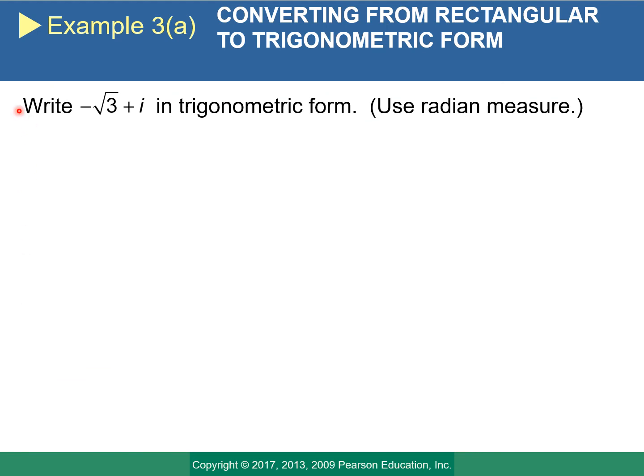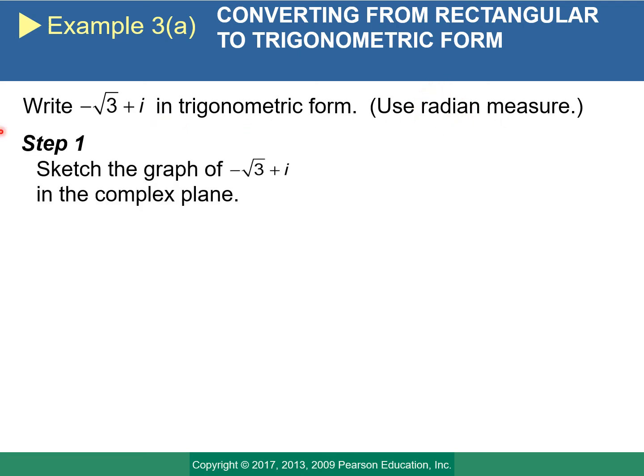Let's try this out. We're going to now convert from rectangular to trig or polar form. So write negative square root 3 plus i in trig form or polar form, and we're going to use radian measure. Let's first identify what we have going on. Step 1, the graph of negative square root 3 plus i in the complex plane, remembering that our rectangular form is x plus yi. This lets us know that x is negative square root 3, and then the number in front of i represents y. There's an invisible 1 in front of i, so y is positive 1.